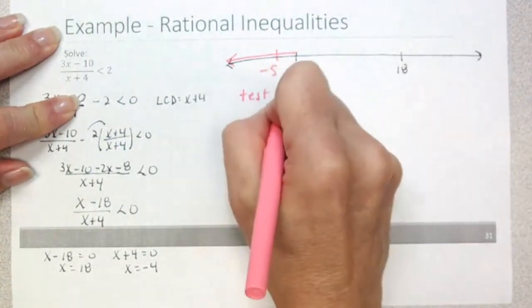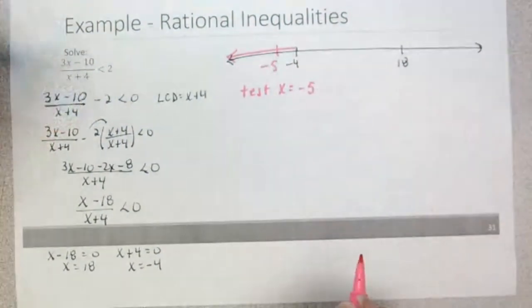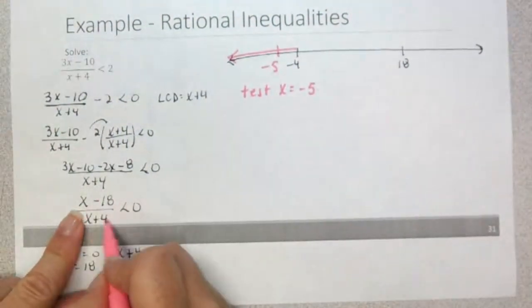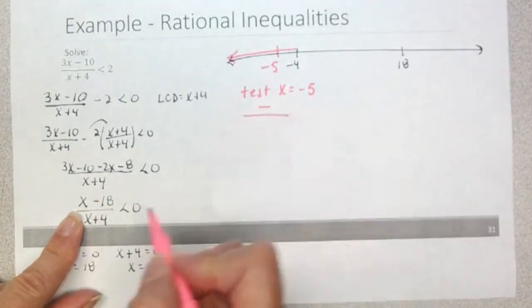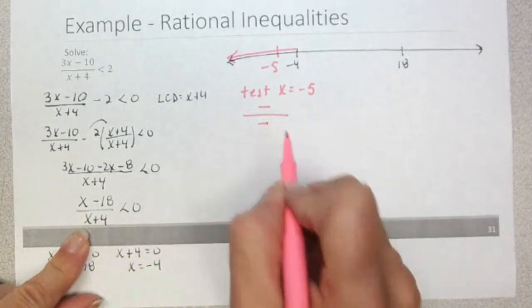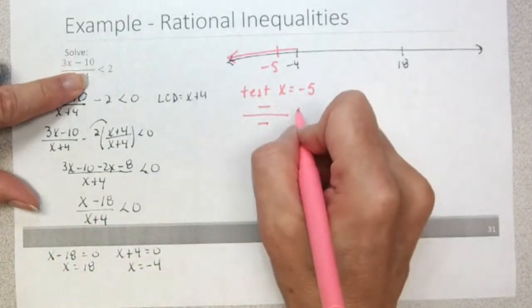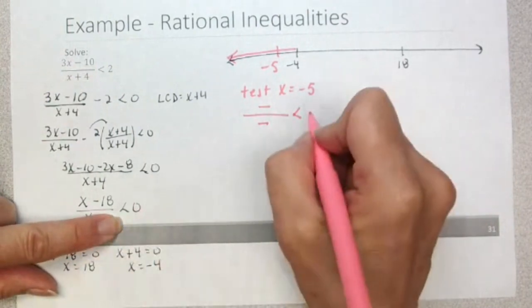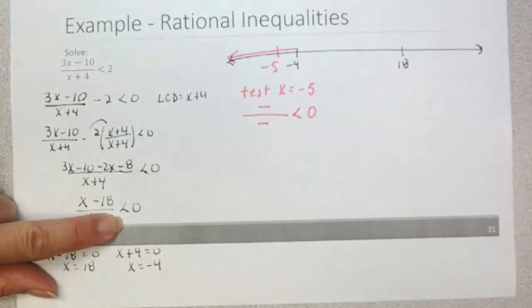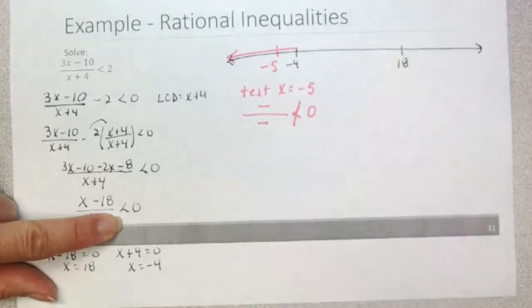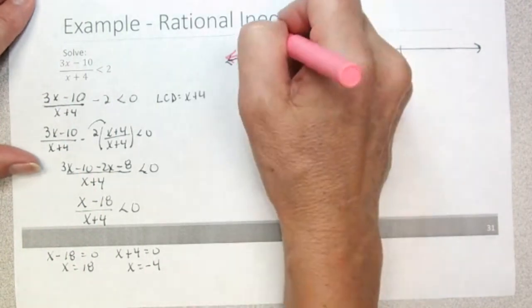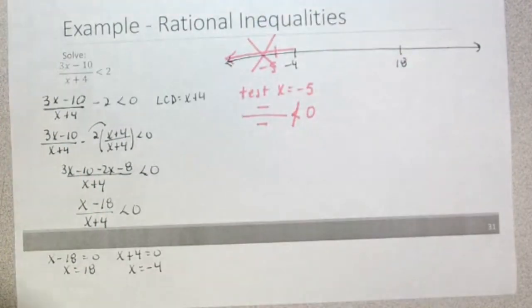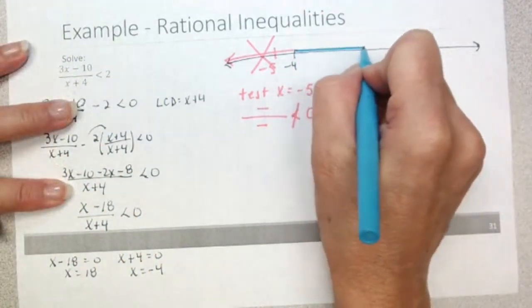So test x equals negative 5. Let's use our simplified version down here. Negative 5 minus 18 gives us a negative numerator, divided by negative 5 plus 4, which is a negative denominator. Is a negative over a negative a negative? Nope, negative divided by negative is a positive. So this first interval is not less than 0, so it does not satisfy our inequality. Throw that one out.